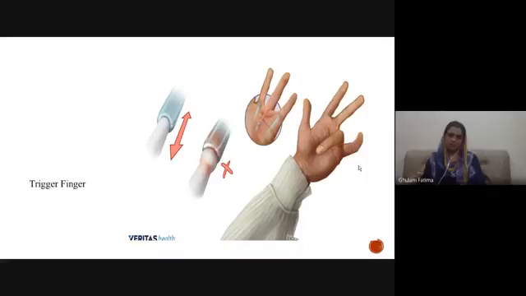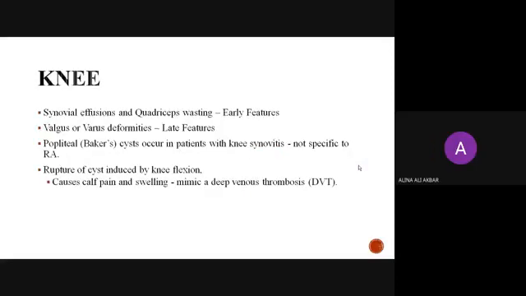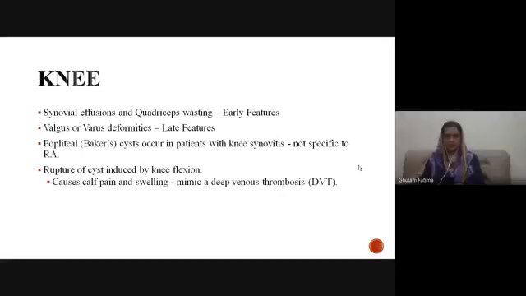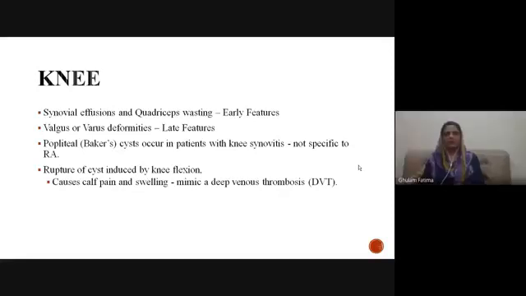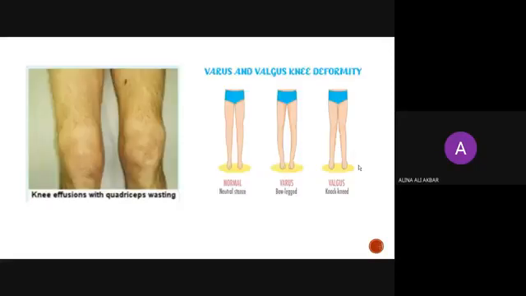In the knee, synovial effusion and quadriceps bursting are early features. Valgus or varus deformities are late features. Popliteal Baker cyst occurs in patients with knee synovitis, not specific to rheumatoid arthritis. Rupture of the cyst induced by knee flexion causes calf pain and swelling, mimicking deep venous thrombosis. These are shown in this picture.